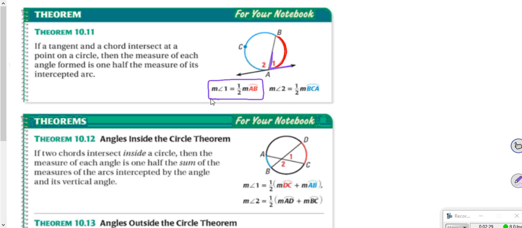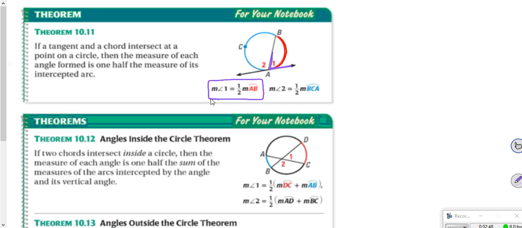So if the angle measure is 80, then the arc measure is going to be twice that. If the arc measure was 70, then the angle measure is going to be half that, so it's going to be 35. That's what we're talking about. And it works both ways.